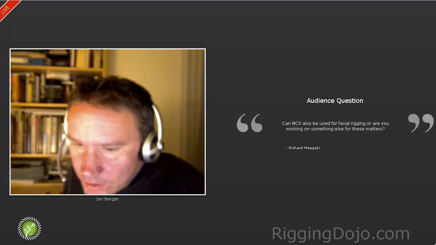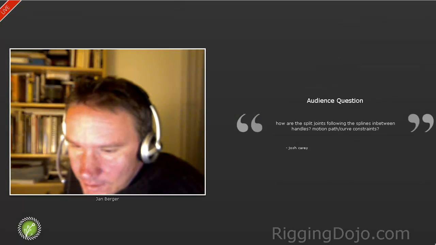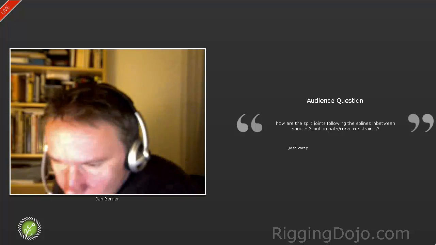How are the split joints following the splines in between handles? Motion path curve constraints.